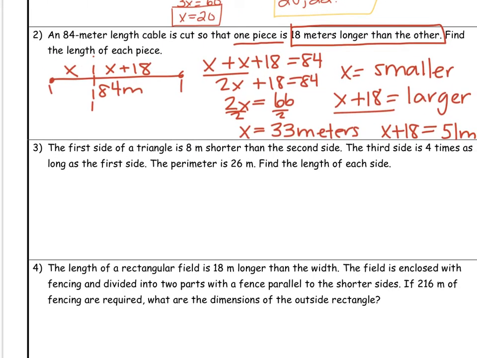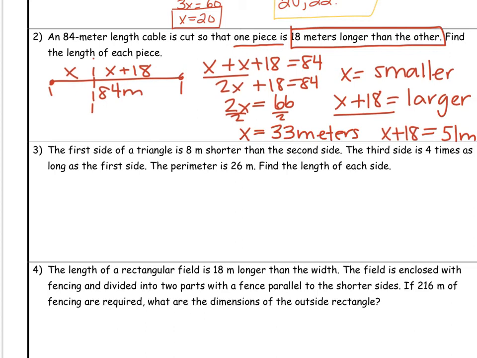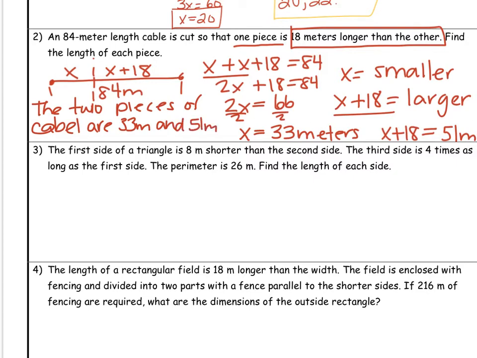We need to write this using a complete sentence. So the two pieces of cable are 33 meters and 51 meters. And make sure you include your units. And that is the solution to word problem number 2.